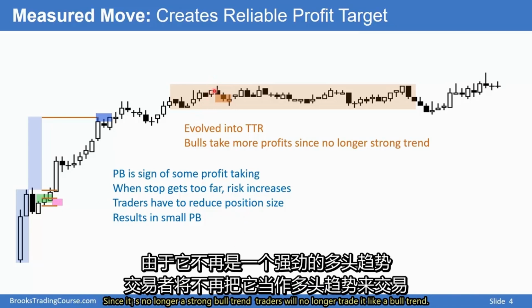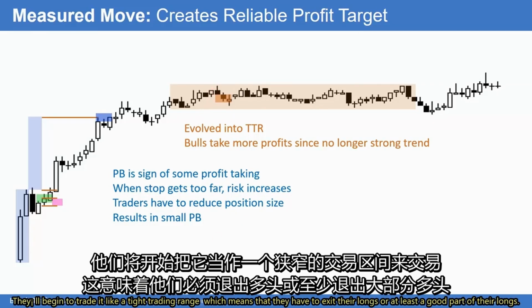Since it's no longer a strong bull trend, traders will no longer trade it like a bull trend. They'll begin to trade it like a tight trading range, which means that they have to exit their longs, or at least a good part of their longs.